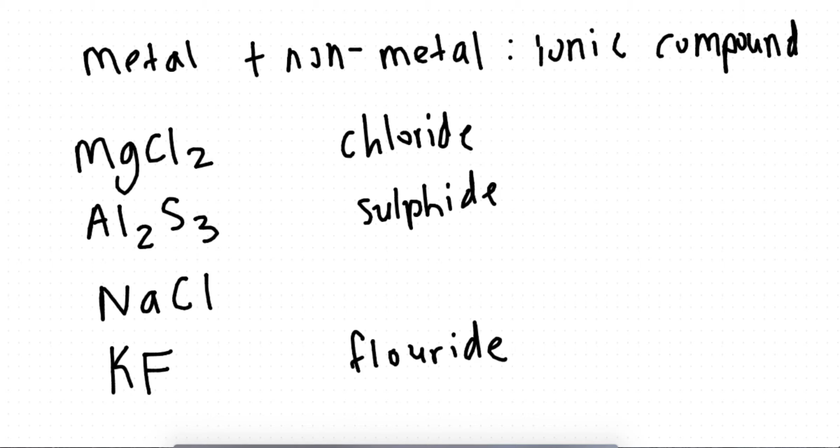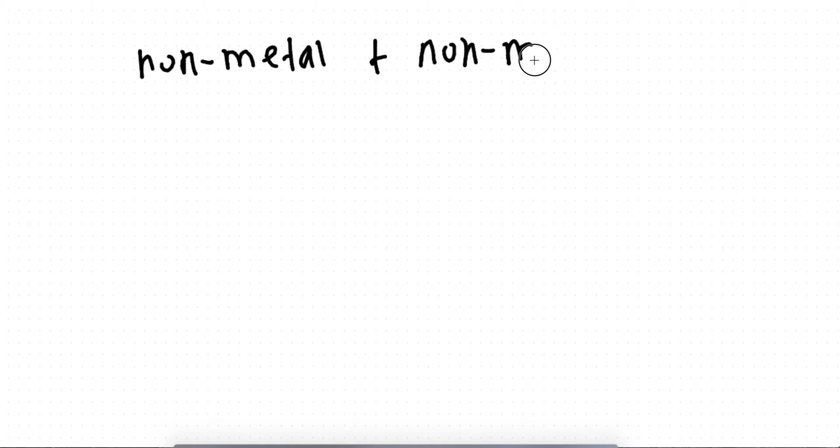What about covalent compounds? Covalent compounds are when you have two non-metals, non-metal plus non-metal. So, perfect example, guys.